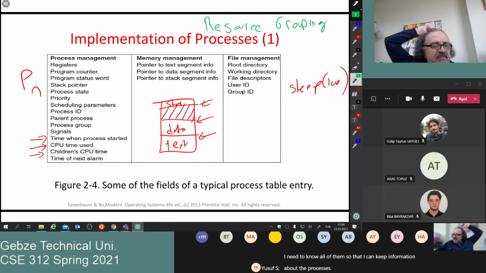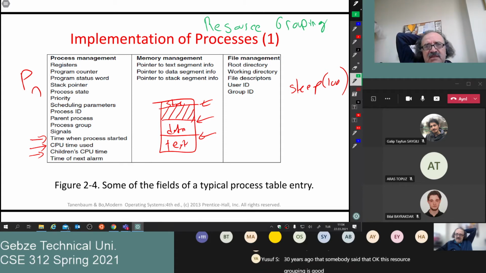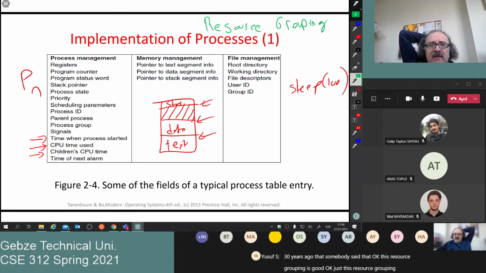Somebody said maybe 30 years ago that this resource grouping is good. What if within a single process I can run more than one function at the same time, seemingly run more than one function at the same time.